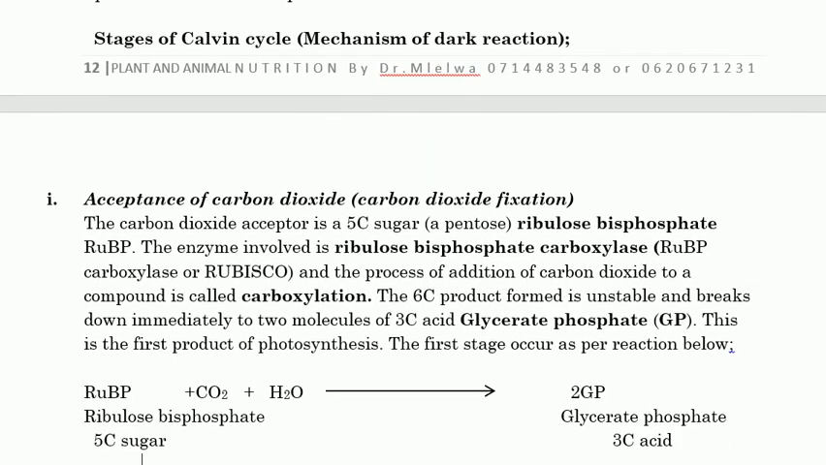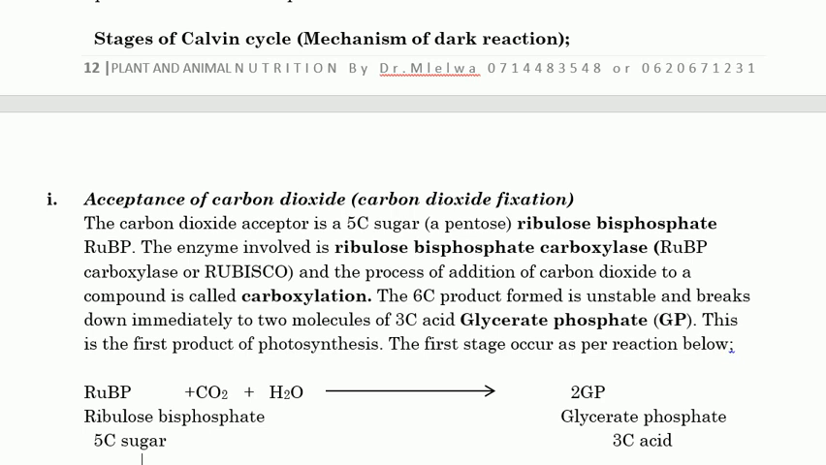The first step is acceptance of carbon dioxide, or sometimes it's called carbon dioxide fixation. Carbon dioxide is in the atmosphere. The plant is required to fix it, not only to absorb it, because the carbon dioxide penetrates even into the spongy mesophyll of the leaf, but the plant needs to fix it, which means it requires some kind of molecule. That molecule can bind with carbon dioxide, and when that molecule binds with carbon dioxide, it allows the carbon dioxide to enter the Calvin cycle.